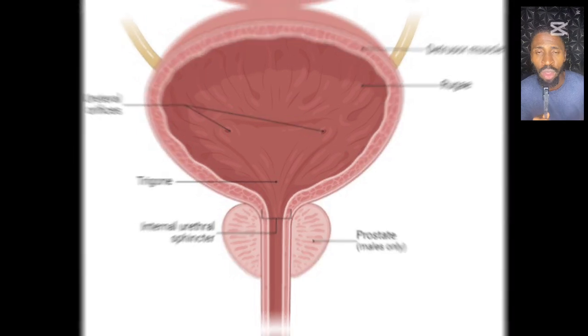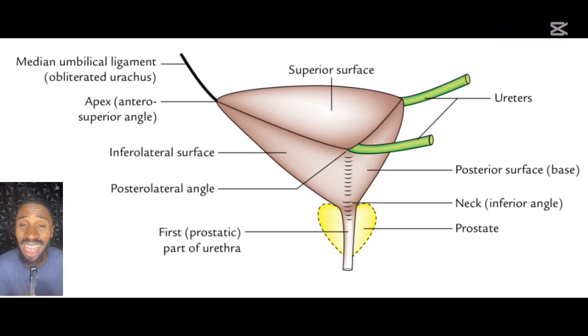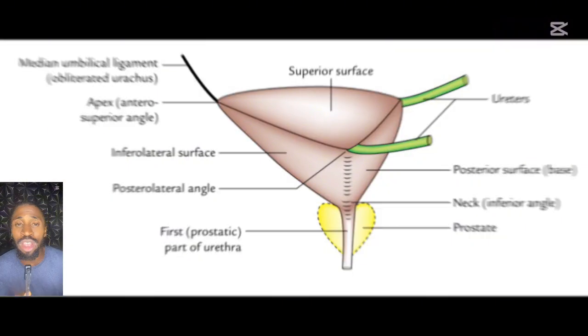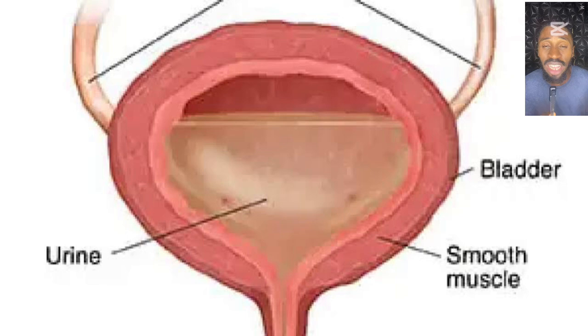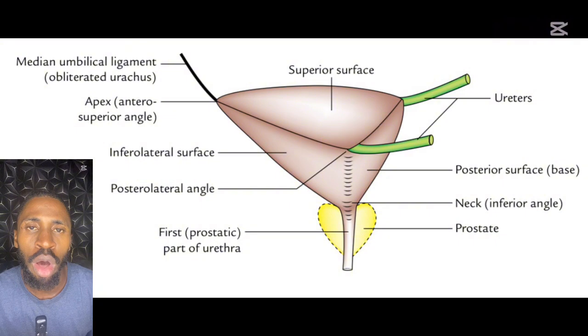Don't forget it. Now the shape of the bladder is tetrahedral. The bladder is tetrahedral when it is empty. It's just having that four-sided shape, tetrahedral shape. But when it is full, it is oval. Don't forget: tetrahedral when empty, oval when full. Next we'll be talking about the external features and relations of the bladder.